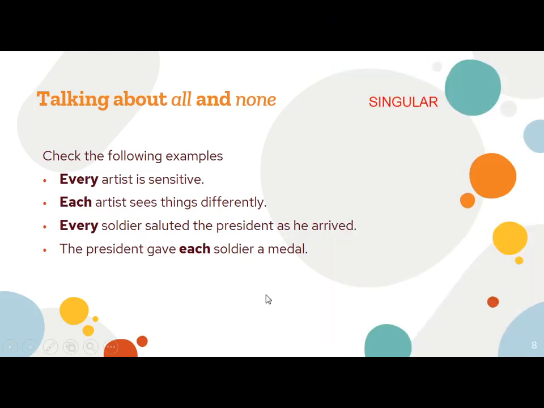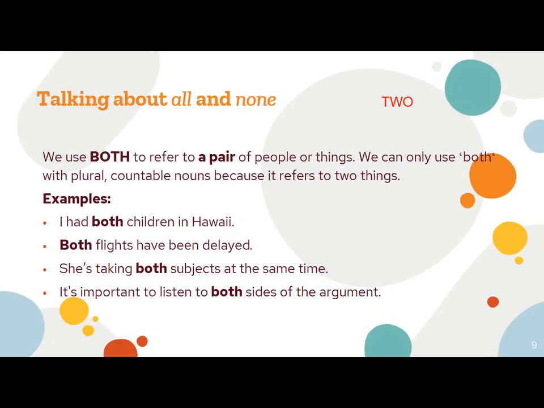Okay, so let's move on to the following one. Now, in the case of both, if you remember, in the previous one we were talking about each and every to refer to only one thing. But in the case of both, we're going to change and add another one. So we're going to have two different people, things, or places. We use both to refer to a pair. All the time we're going to have two different people or things, and I would say places. We can only use both with plural, countable nouns, because it refers to two things.